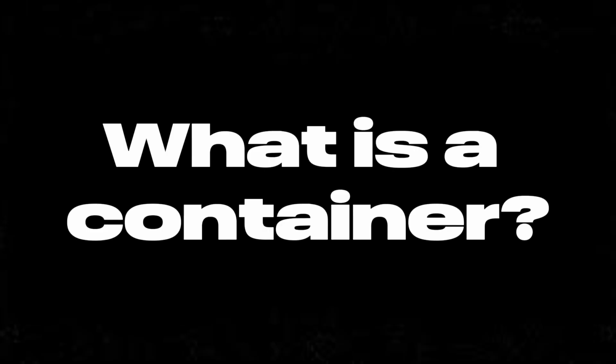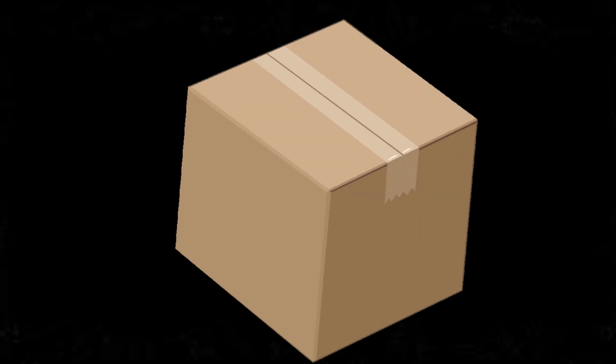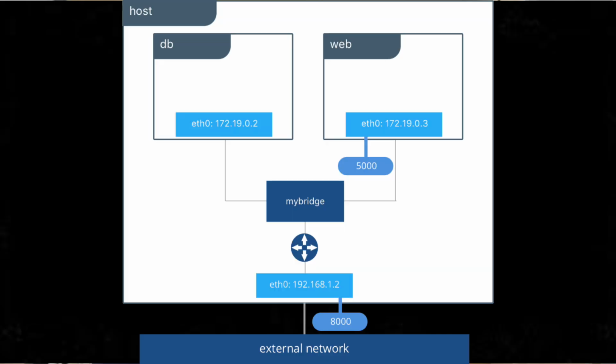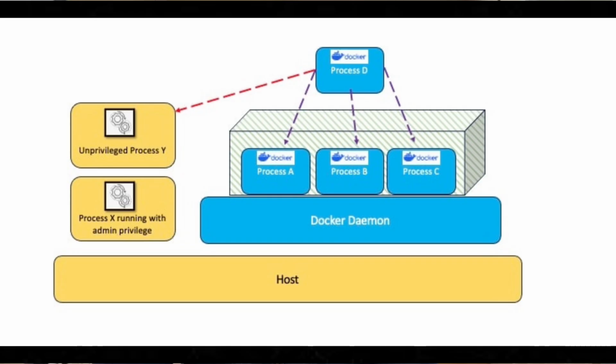What is a container, you might be asking? A container is a box that holds everything your app needs to run. Nothing more, nothing less. Think of it as an isolated environment for your application. It has its own file system. The container sees its own files, not the host files. It has its own network. The container gets its own port and IP. It has its own processes. What runs in the container stays in the container.